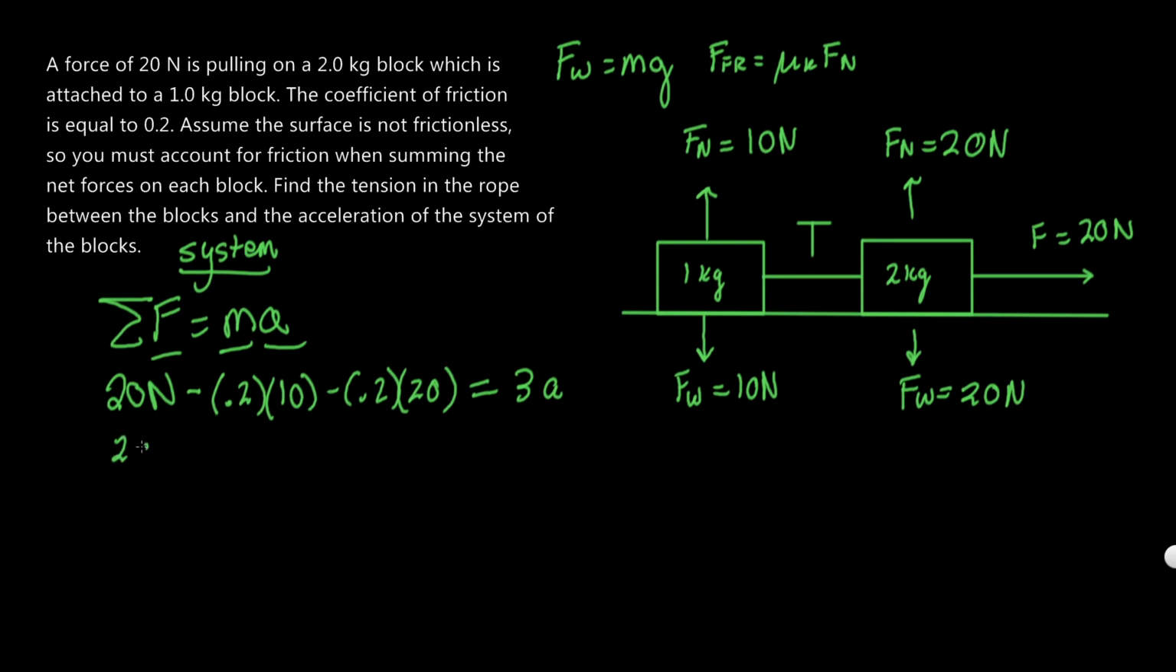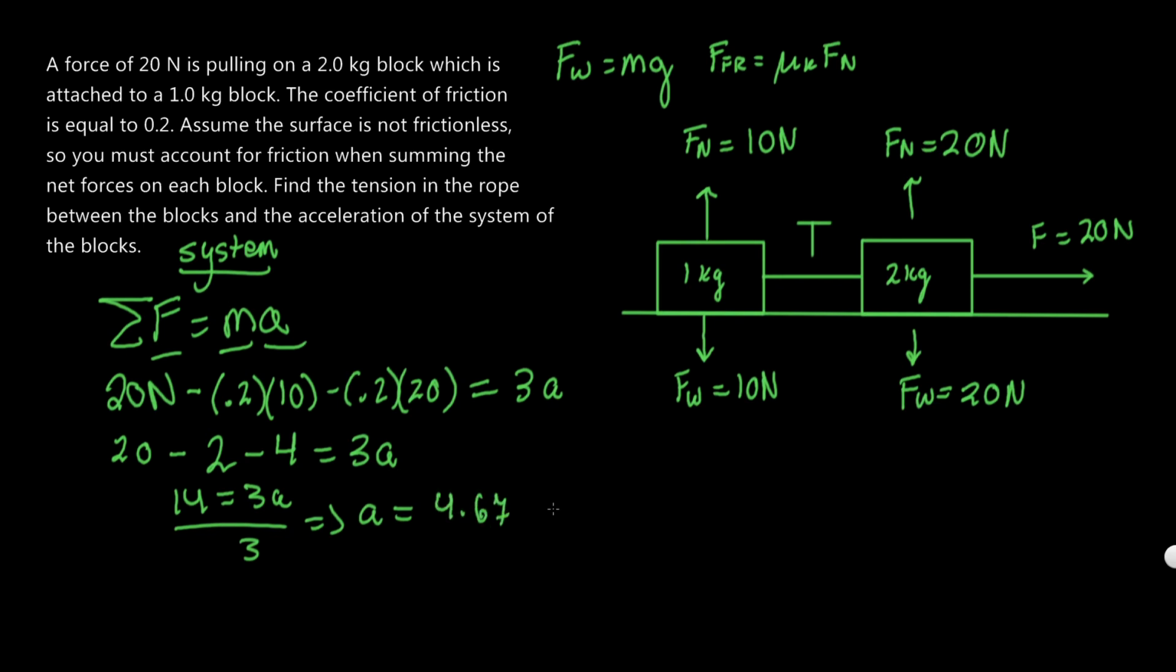Now let's simplify this a little bit. We got 20 minus 2 minus 4 equals 3a. Again, let's simplify that one more time. What's 20 minus 6? We got 14 equals 3a. Divide that by 3. A equals 4.67 meters per second squared. That's our answer, but that's not the entire answer.